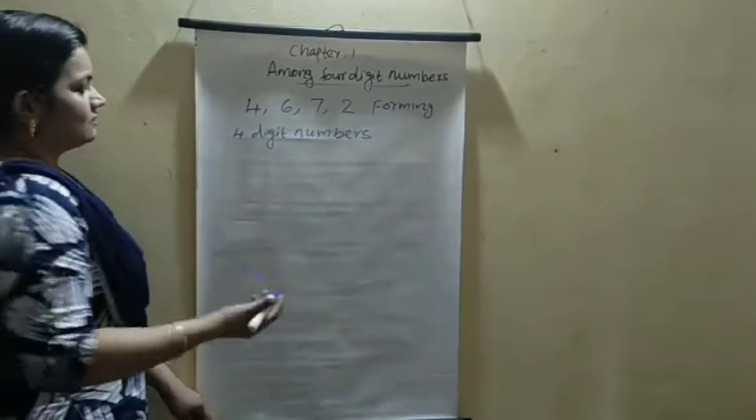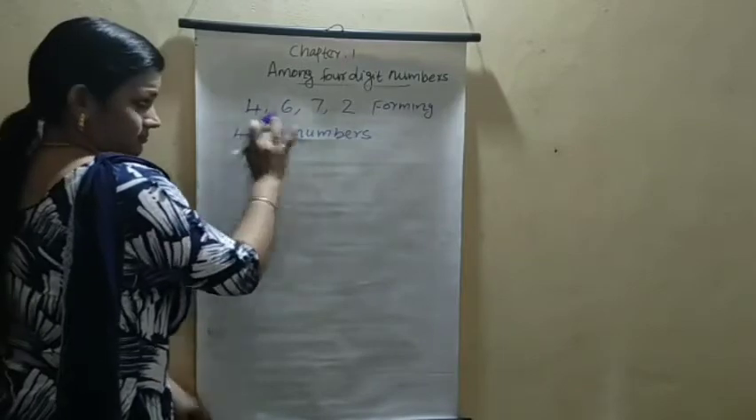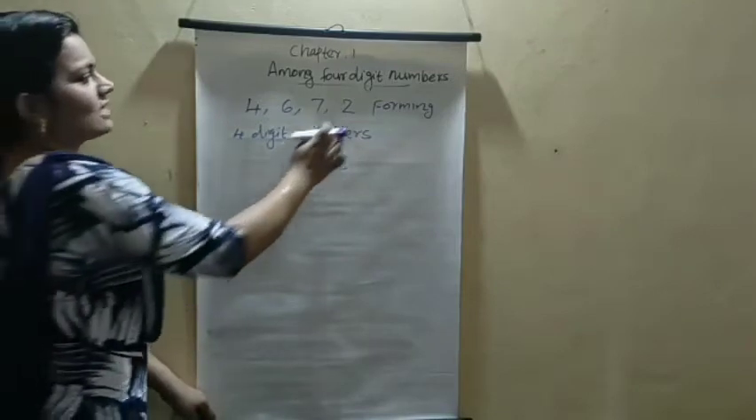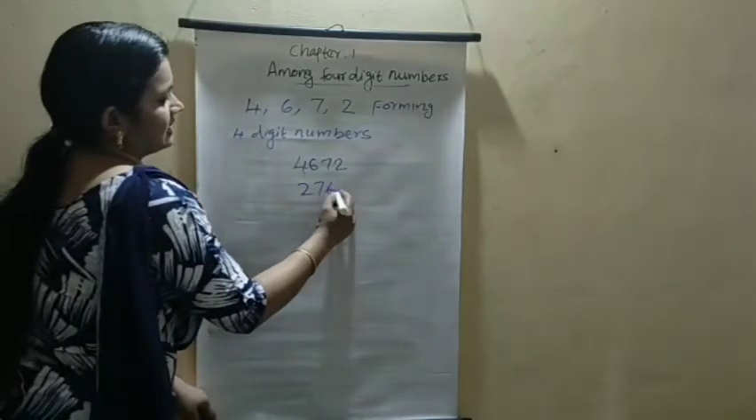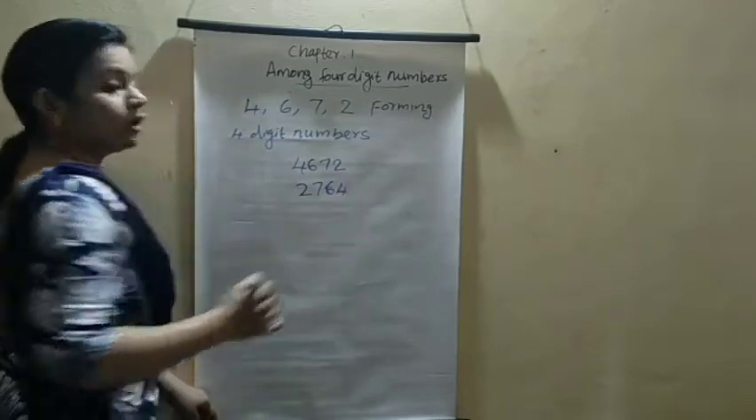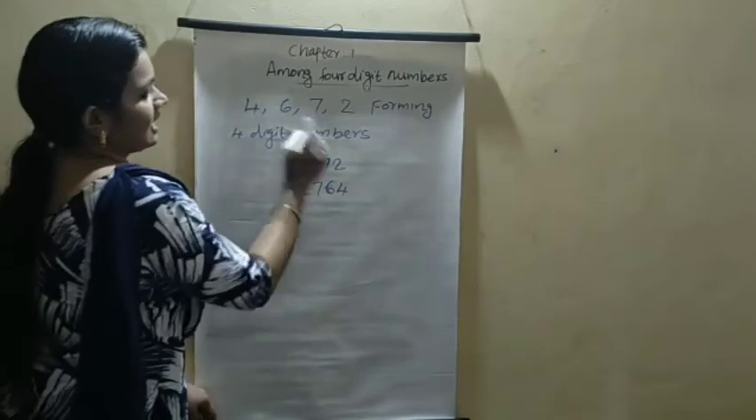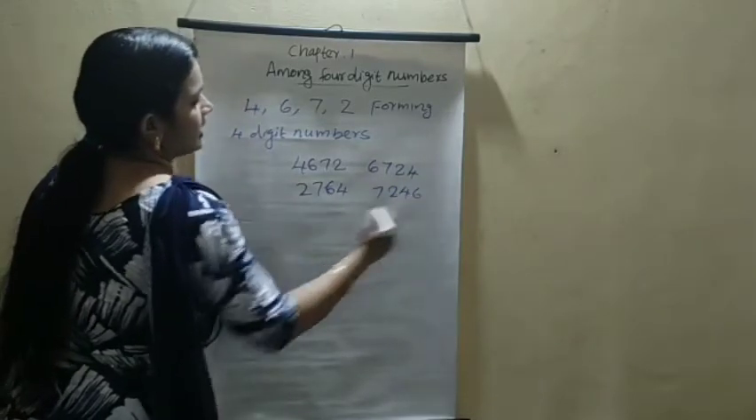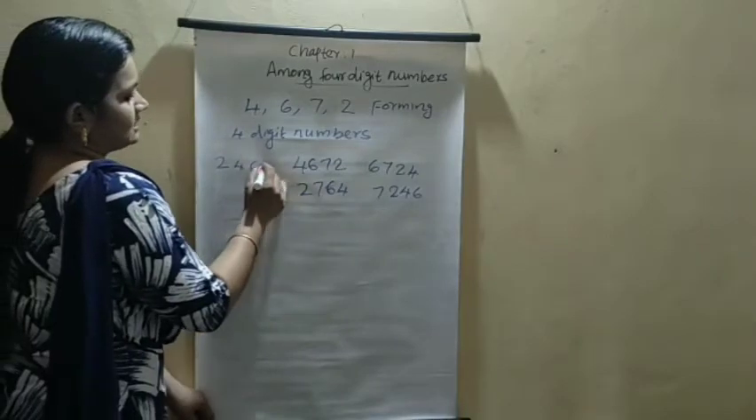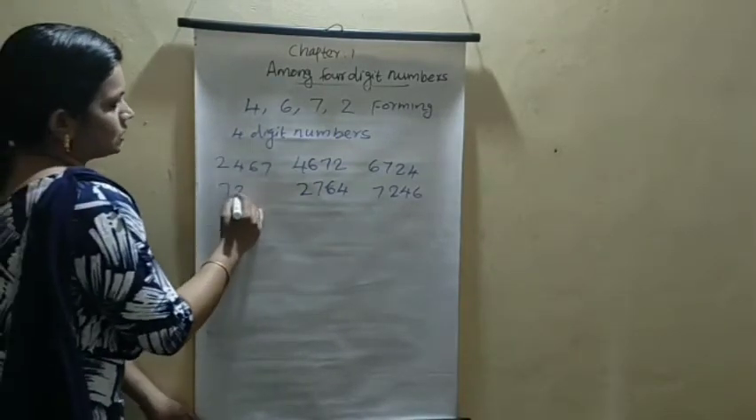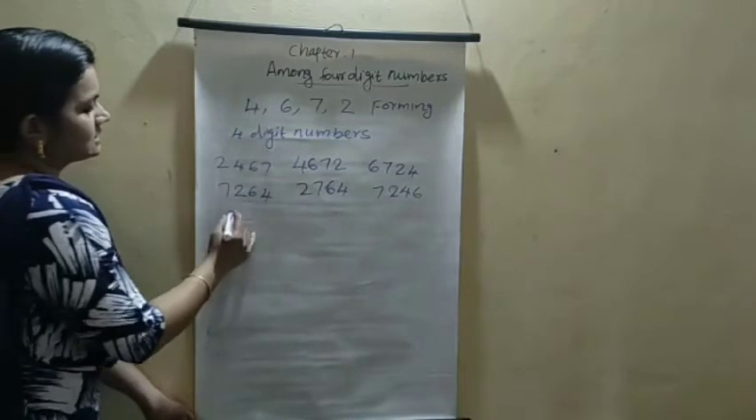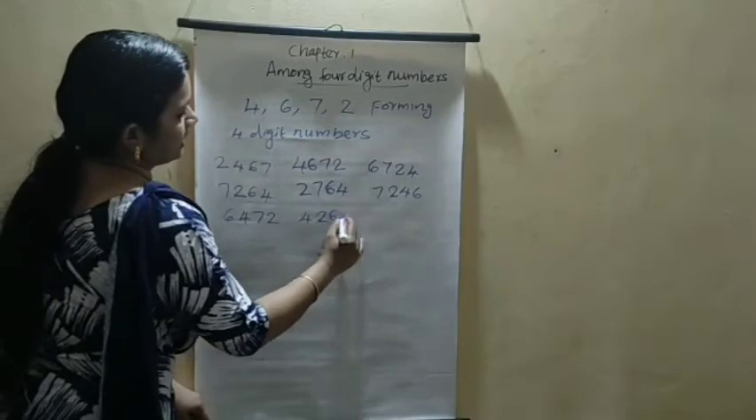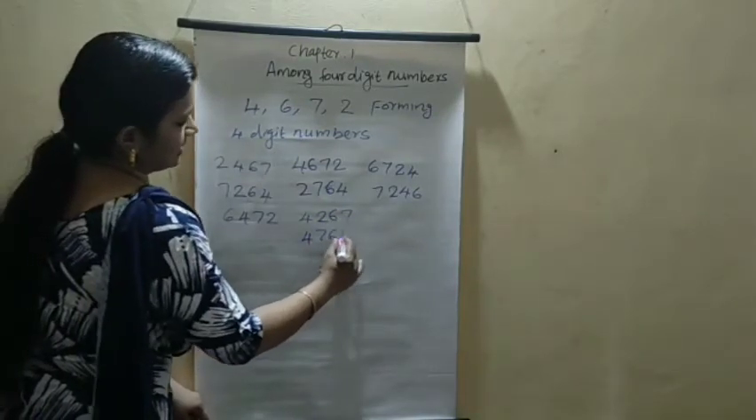Okay, how to form them? First of all, directly we can write 4672. Then we can write 2764. We got 2 numbers. Next step, again we can write 6724, 7246, 2467, then 7264, then 6472, then again 4267, 4762.